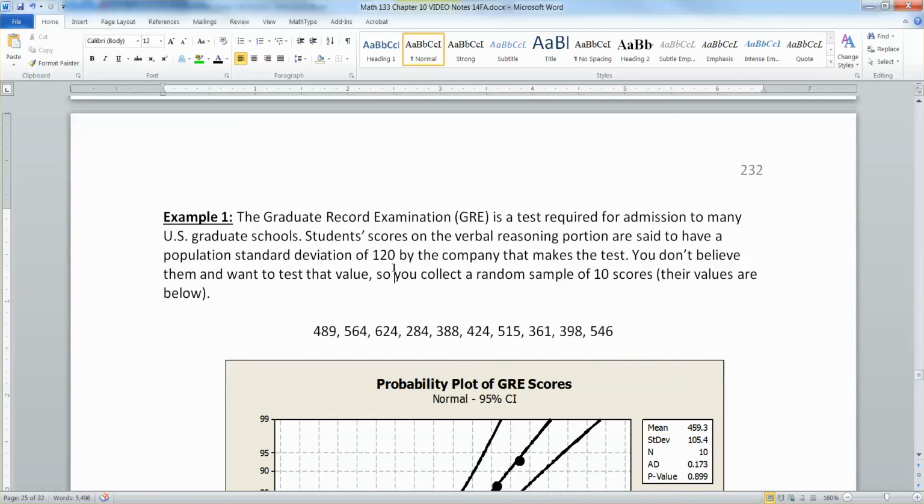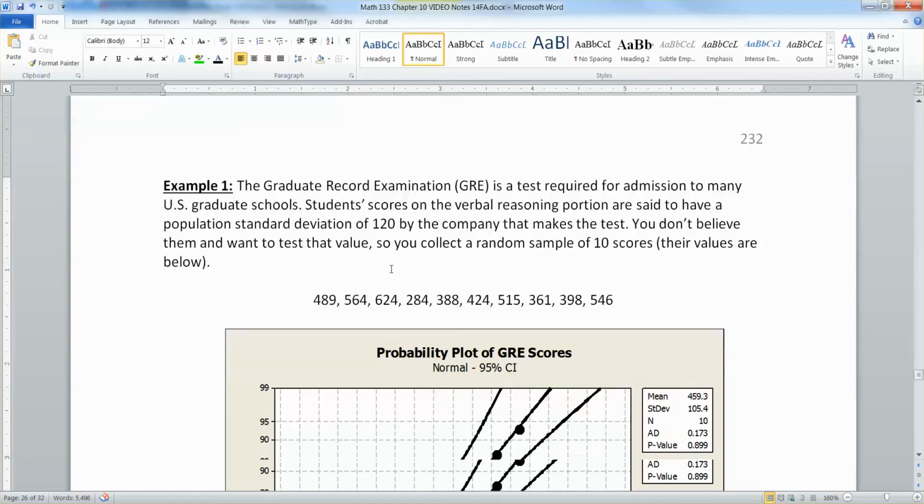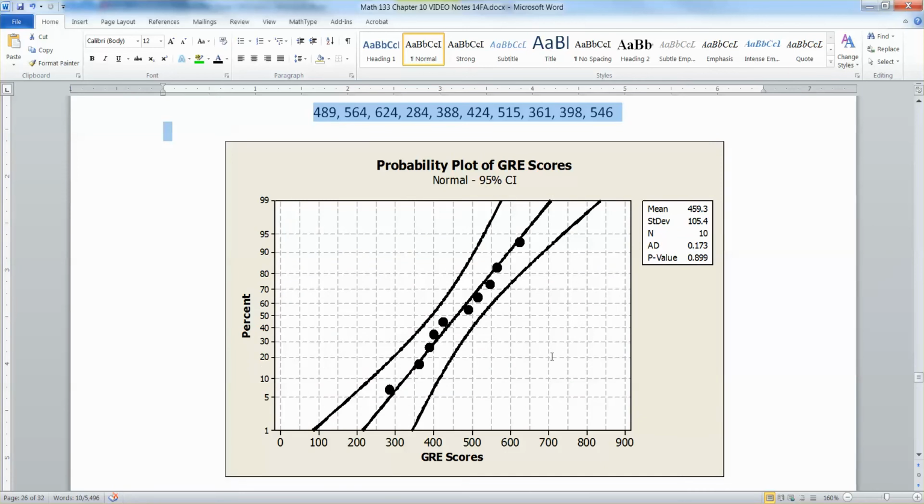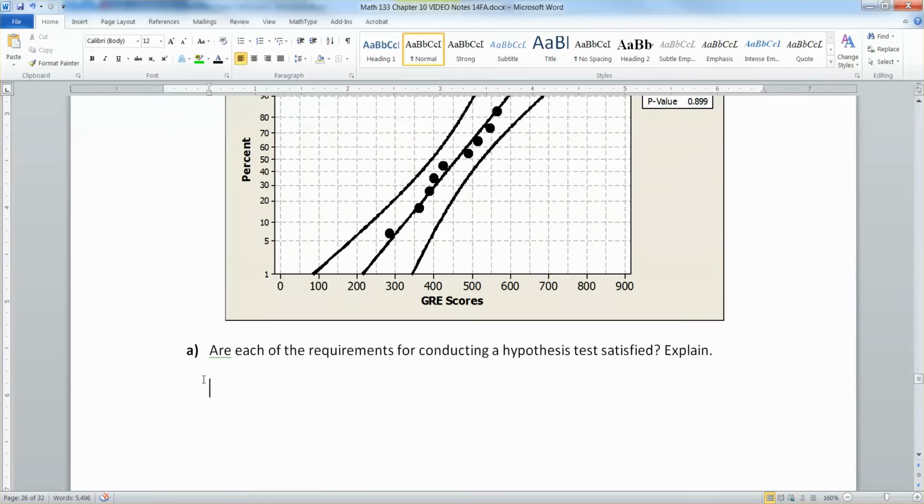Okay, so the Graduate Record Examination is a test required for admission to many U.S. graduate schools. Student scores on the verbal reasoning portion are said to have a population standard deviation of 120 by the company that makes the test. You don't believe them, you think that they're up to something, and you want to test their value of 120. So you collect a random sample of 10 scores, and the values are below. So here they are, right here. And I've drawn for you this normal probability distribution. First thing we need to know is, are each of the requirements for conducting a hypothesis test satisfied?